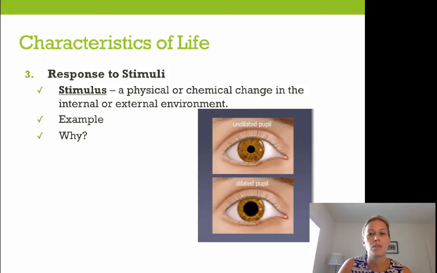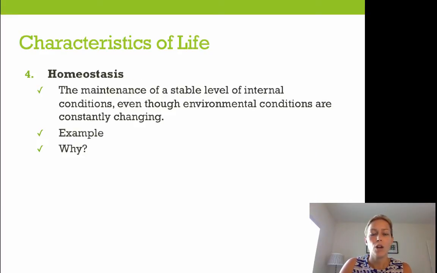Another example of a stimulus is your stomach growling. That's an example of an internal stimulus versus a light going on or off, which is an external stimulus. So an internal stimulus is like, again, your stomach growling to let you know that you're hungry and it's time to eat. Our fourth characteristic of life is homeostasis.